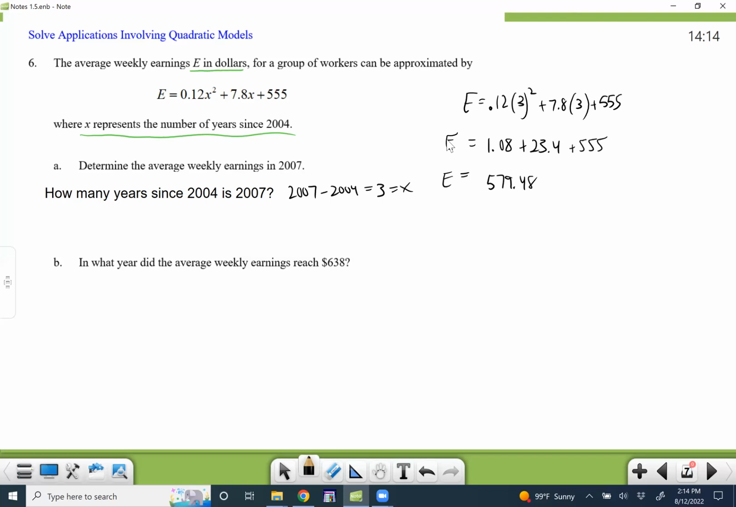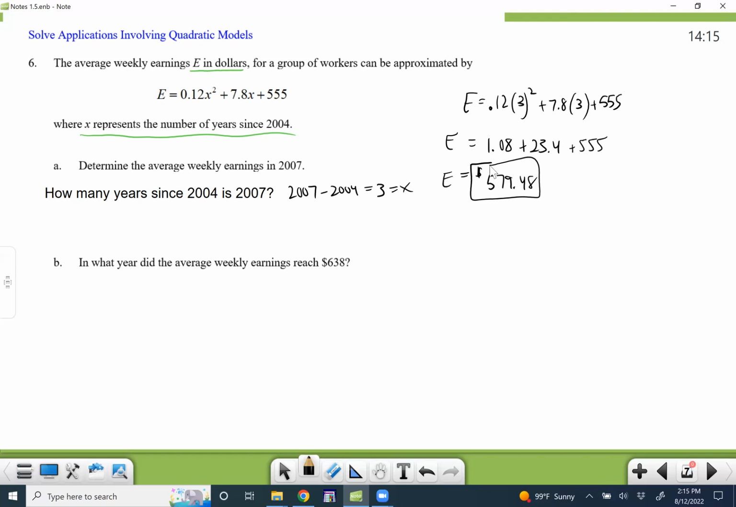So, could somebody make $579 in a week, back in 2007? Sure, right? That would put them around what? Maybe between 2,000 and 3,000 for the month. Okay. All right, so that sounds reasonable. I'm going to put a dollar sign on it just to give it some meaning. Now, part B is a little tougher because, well, let's see where we're putting the 638.